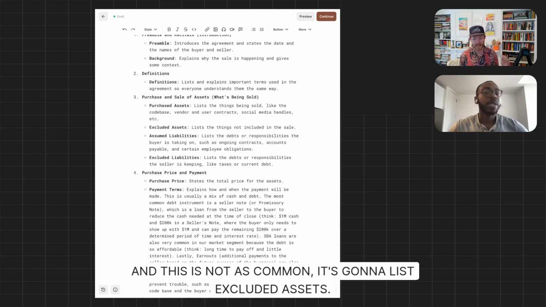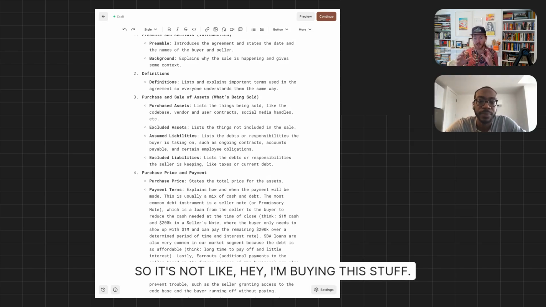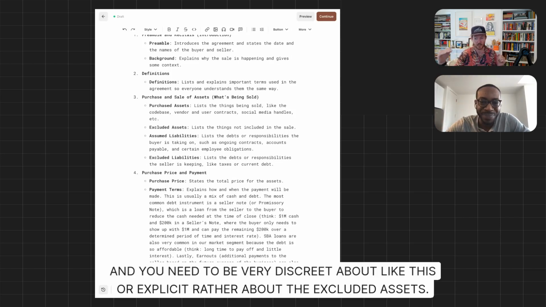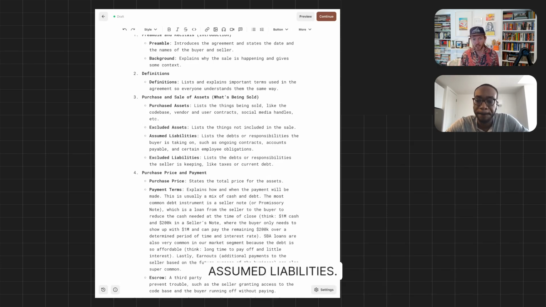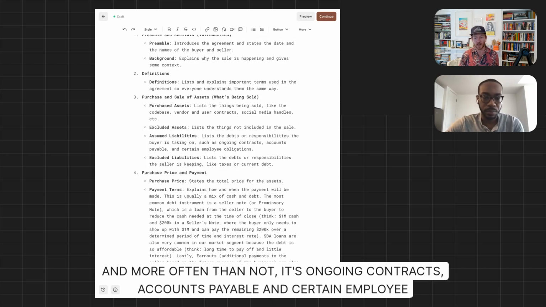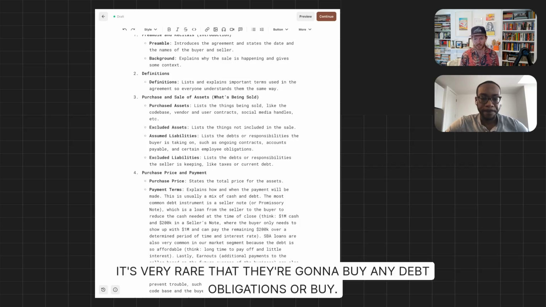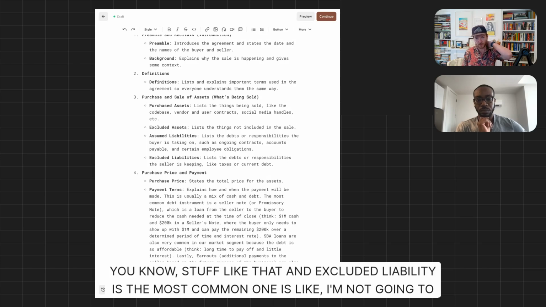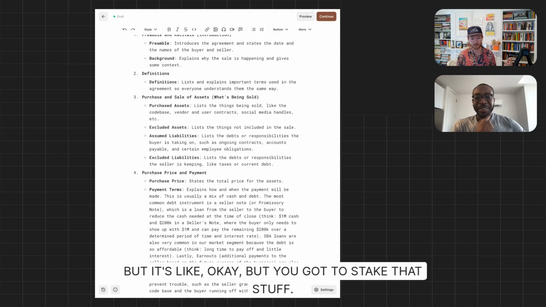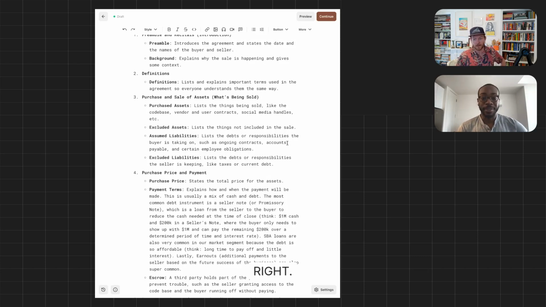And this is not as common. It's going to list excluded assets. Yep. So it's not like, hey, I'm buying this stuff. Because the assumption is that you're buying all the assets unless you say, except for this. And you need to be very discreet, or explicit rather, about the excluded assets. Assumed liabilities. So this is going to list the debts or responsibilities that the buyer is taking on. And more often than not, it's ongoing contracts, accounts payable, and certain employee obligations. It's very rare that they're going to buy any debt obligations or stuff like that. And excluded liabilities, the most common one is like, I'm not going to pay the business's taxes and I'm not going to pay their debts. But it's like, okay, but you have to state that stuff. Literally, you have to state that stuff.